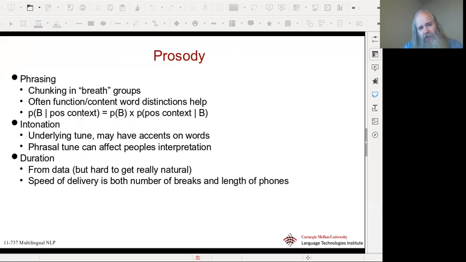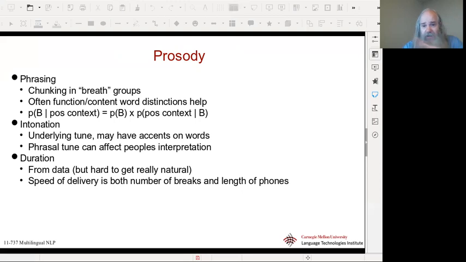In English, we are likely to have breaks between a content word and a function word. So we have the girl in the park. We're much more likely to have a break between the girl, and in, the girl in the park, rather than between in and the, or the and park. So the girl in the park is weird, while the girl in the park is fine. And so if we know about function and content words, we can actually get somewhere.